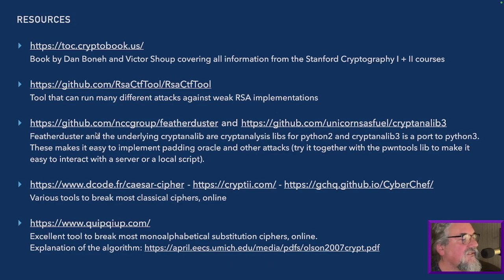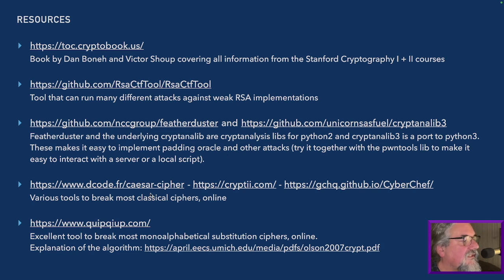Yeah, and here are some resources. The book, which all these slides are based on. The course. The RSA CTF tool, which implements some of the attacks against RSA. Feather Duster is a pretty cool Python library. This is for Python 2, for Python 3 is this one here, which implements some attacks, for instance padding oracle attacks. So if you're going to play CTF, I can recommend looking at Feather Duster or Cryptanalib 3, especially for padding oracle, but it can do a number of attacks, pretty cool stuff.